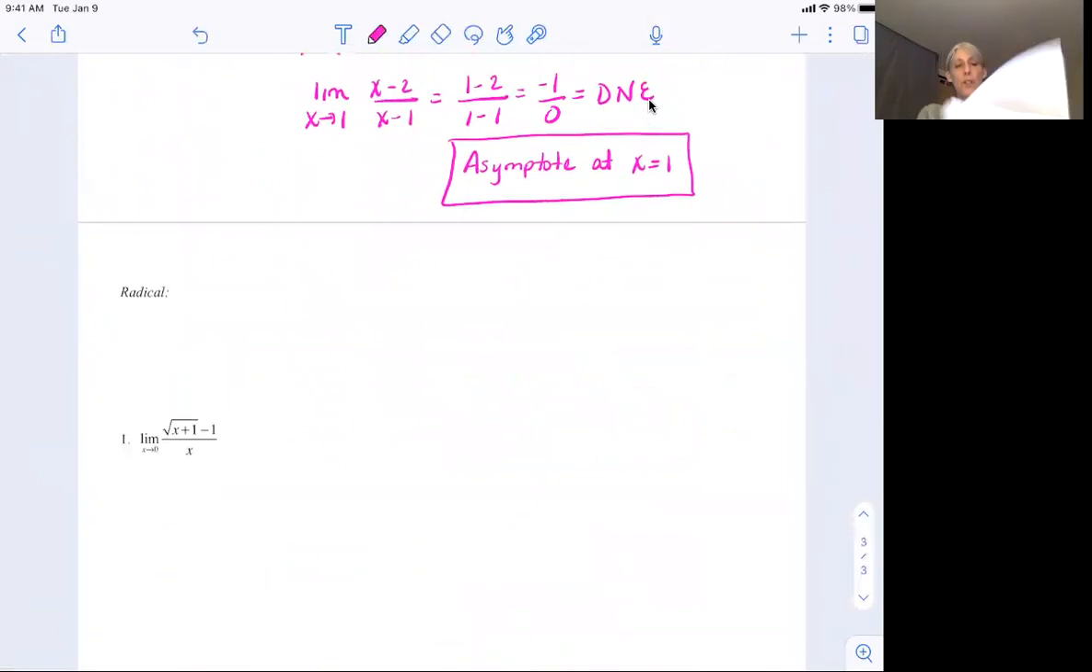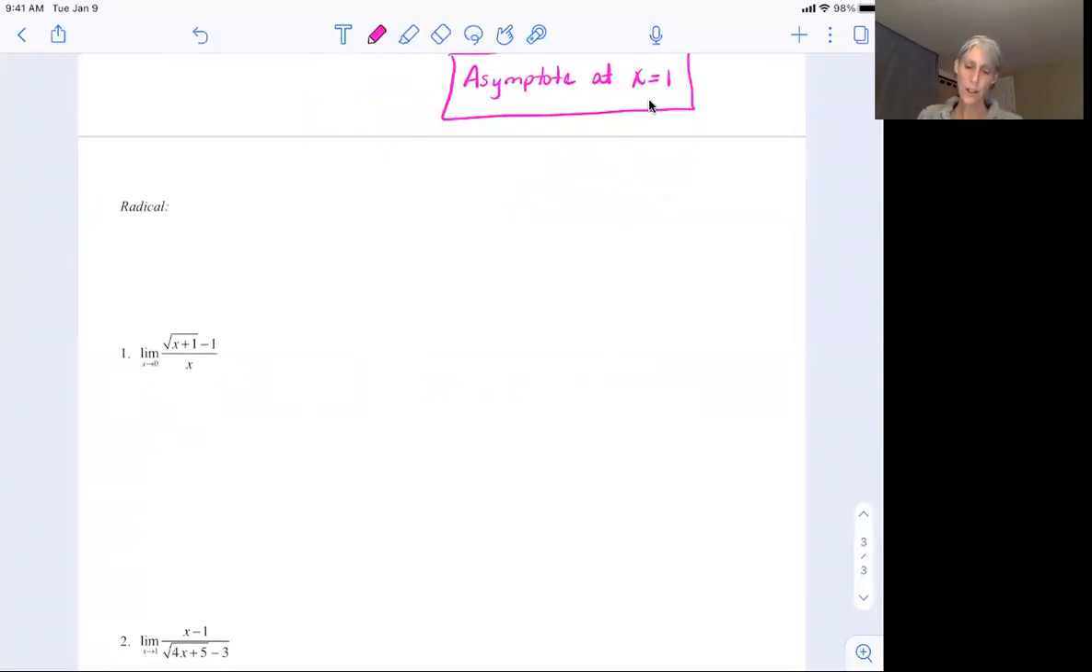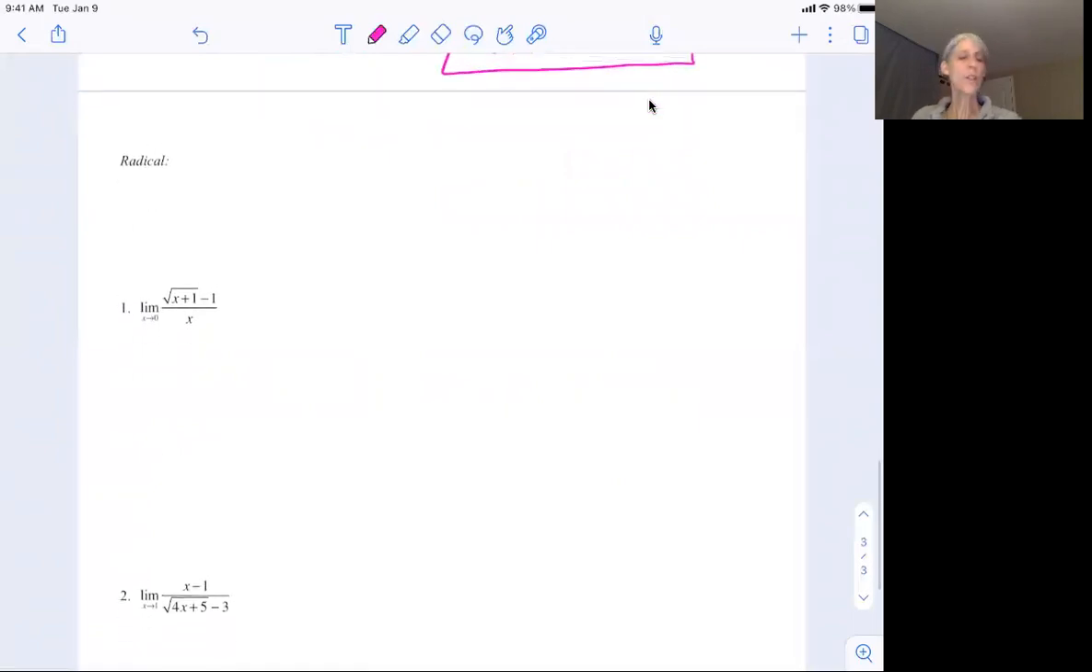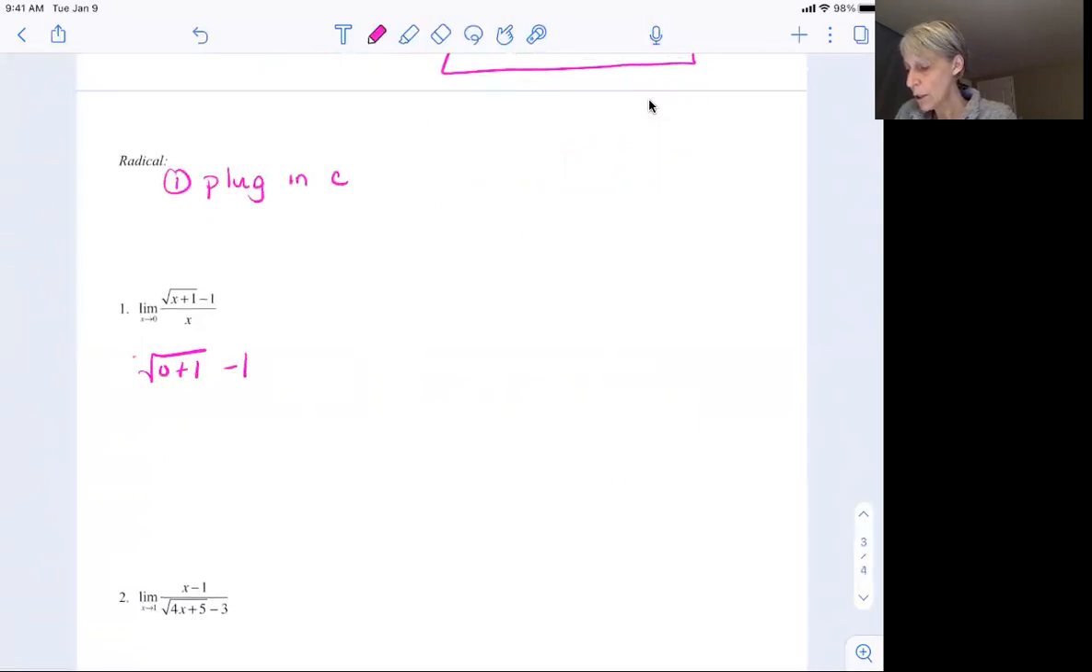Now with our radical functions, when we're dealing with our radical functions, we're always going to start the same place, right? We're going to plug in c. So when I plug in c, 0 plus 1 minus 1 over 0, I get 0 over 0. But you have to remember, getting 0 over 0 does not necessarily mean you don't have an answer.